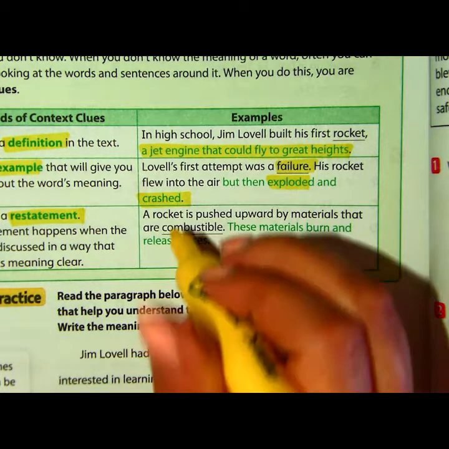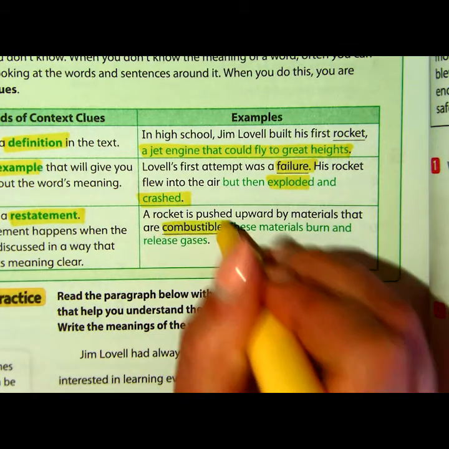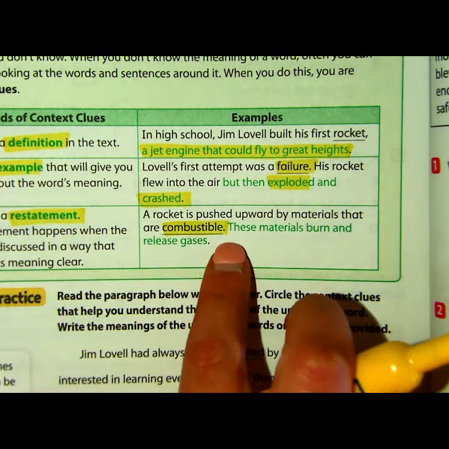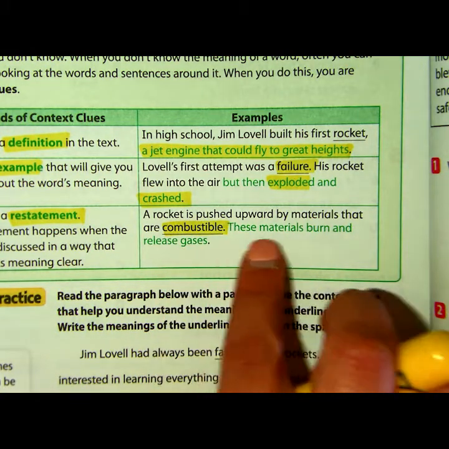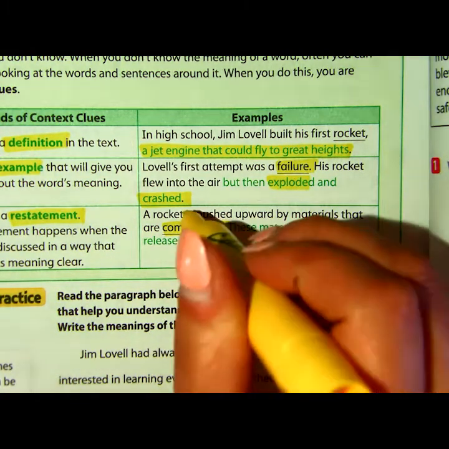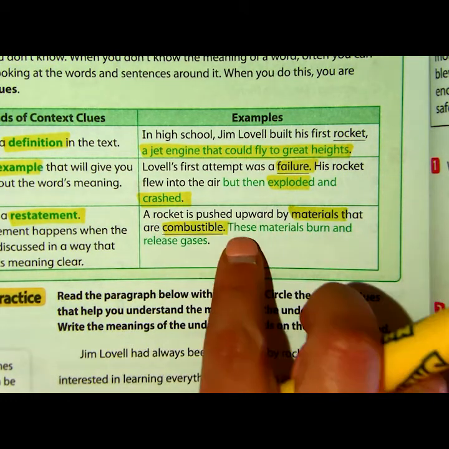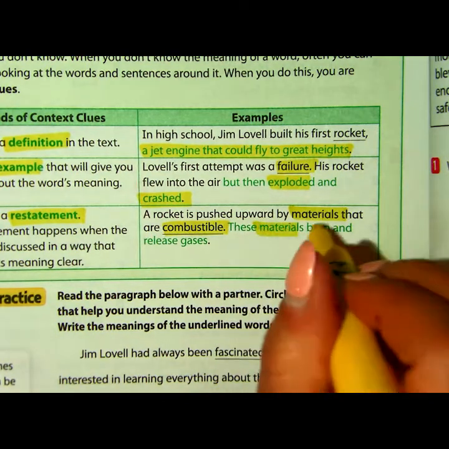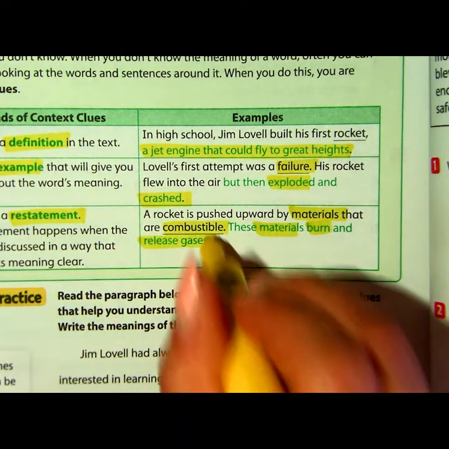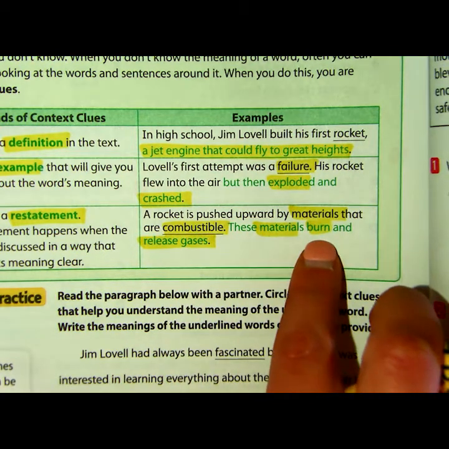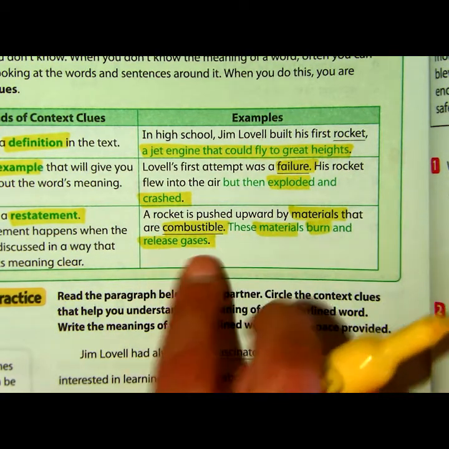So what they've done is they've included this kind of tricky or unfamiliar word, combustible, but then they've gone on to restate what this word means. They told you that it's made of materials that are combustible, and then they've said these materials burn and release gases. So this word must mean that there are materials that can burn and release gases.